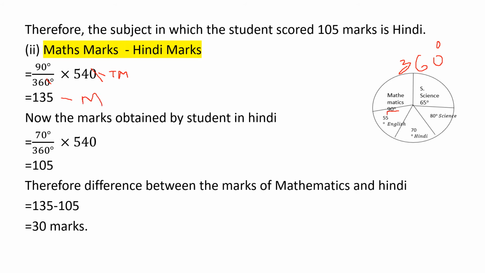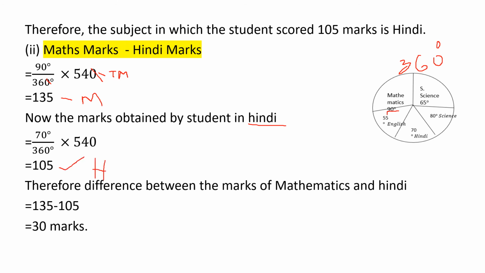Now we want to find out the Hindi mark. What is Hindi's angle? 70. So already we have found out in the first question, 105 mark is for Hindi, right? So you can write it down or we can check it that way. What is the angle given here? 70 degree. So 70 degree divided by total angle 360 into 540. Cancel it. You will be getting 105. So this is the Hindi mark.